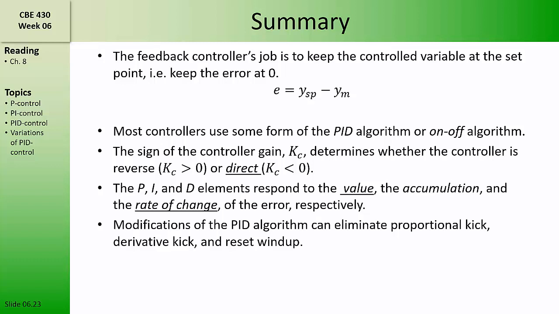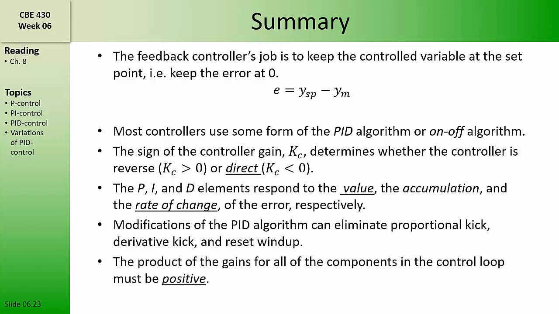In order to provide negative feedback, the product of all of the gains for all of the components in the control loop, including the process, the sensor transmitter, the controller, the final control element, and any transducers that might be in the control loop, the product of all of those gains must be positive. Selecting a reverse acting or direct acting controller for a feedback control loop is always done to ensure that the product of the gains is positive so that the feedback control loop is stable.